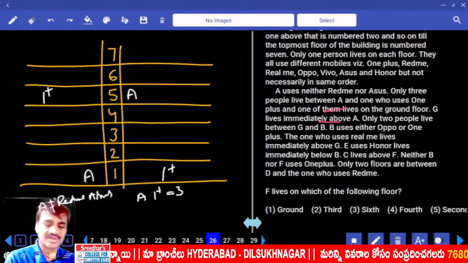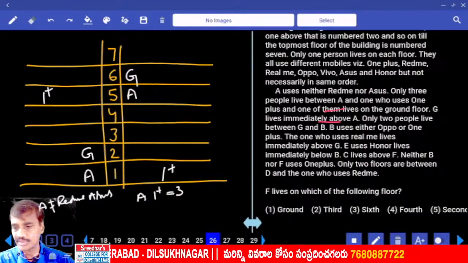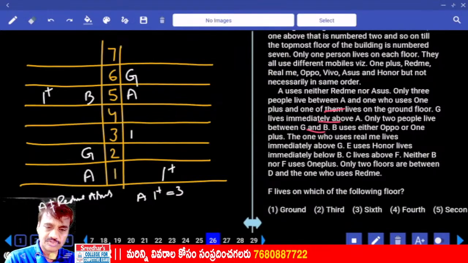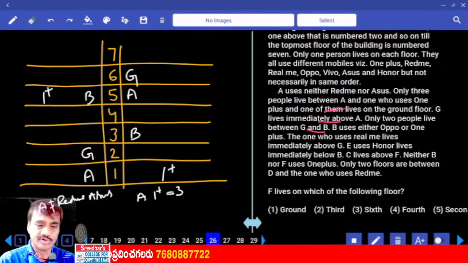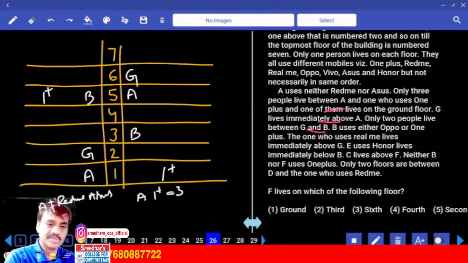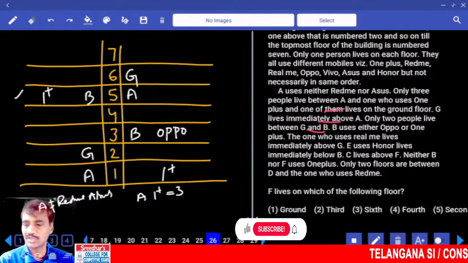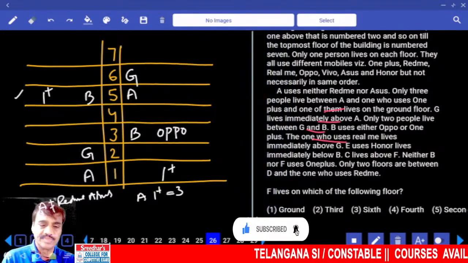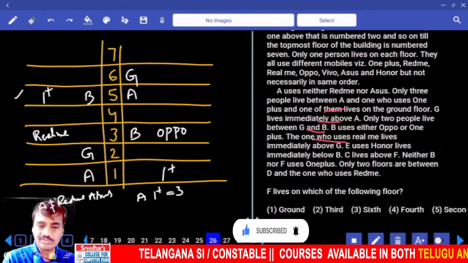Now G lives immediately above A. Only 2 people live between G and B. Now B is here, with 2 people between G and B. And B uses either Oppo or 1+. Here 1+ is fine, but here 1+ is not possible, and it must be Oppo. And the one who uses Realme lives immediately above G. Realme is immediately above this G.